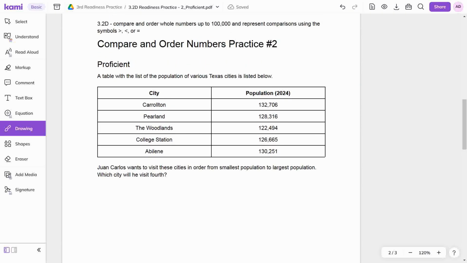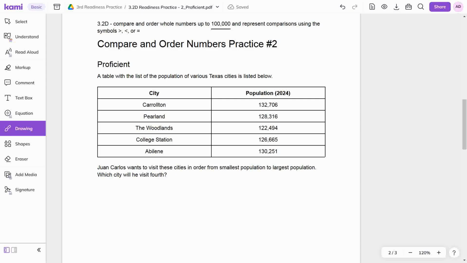Our second number here, we have a table with a list of Texas cities, and we need to compare them. We want to put them in order from smallest to largest, and we want to find the city that is fourth. Now, if we look at our standard, the standard does ask us to compare numbers up to 100,000, but we're wanting to push a little bit past that. We're going to use the same thinking, so we're going to go just a little bit above that 100,000. And so we want to visit these cities in order from smallest to largest.